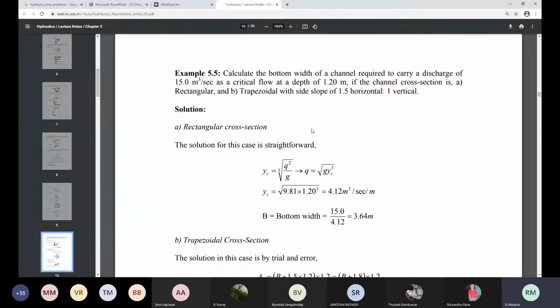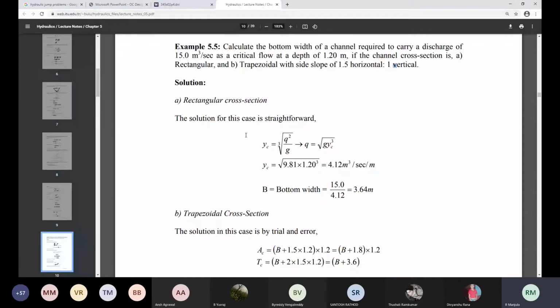Have you seen this? Calculate the bottom width of the channel which is required to carry a discharge of 15 meter cube per second at a critical flow at a depth of 1.2 meter, if the channel cross section is rectangular or trapezoidal with a side slope of 1.5 horizontal to 1 vertical.